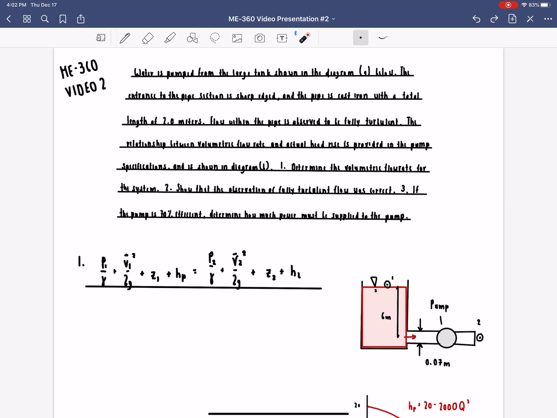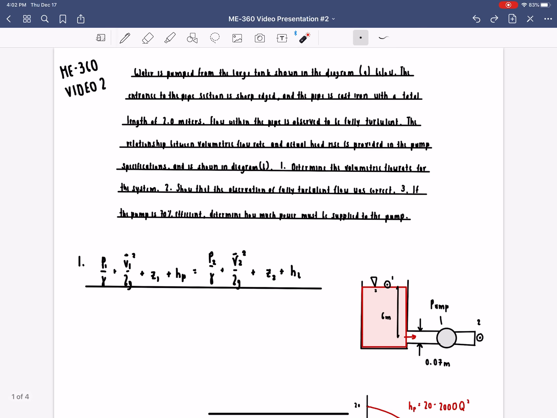The relationship between volumetric flow rate and actual head rise is provided in the pump specifications and is shown in diagram B. 1. Determine the volumetric flow rate for the system. 2. Show that the observation of fully turbulent flow was correct. And 3. If the pump is 70% efficient, determine how much power must be supplied to the pump.